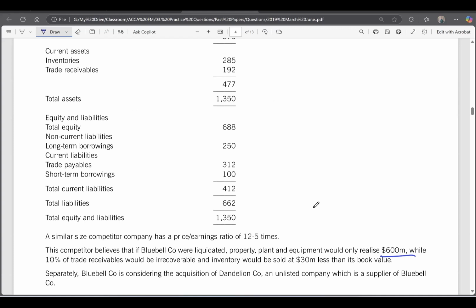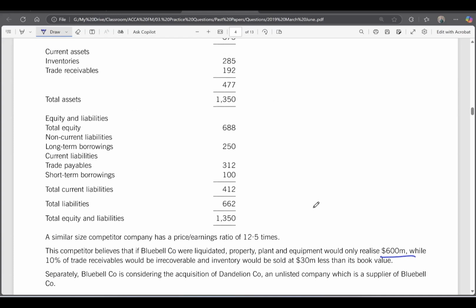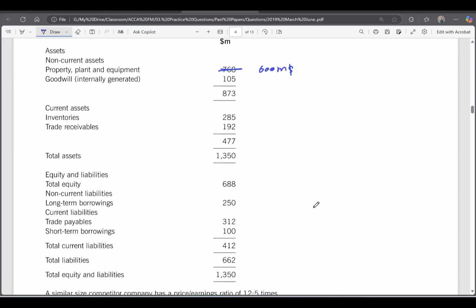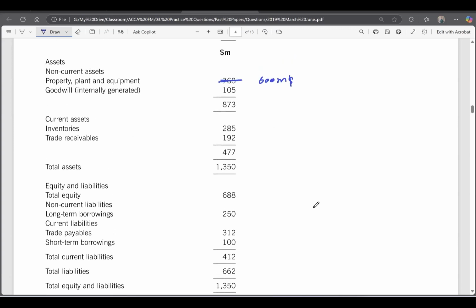While 10% of trade receivable would be irrecoverable. So we have receivable. So 10% of this will be how much? 192 into 10%, I think 19.2 million. So $19.2 million are irrecoverable.